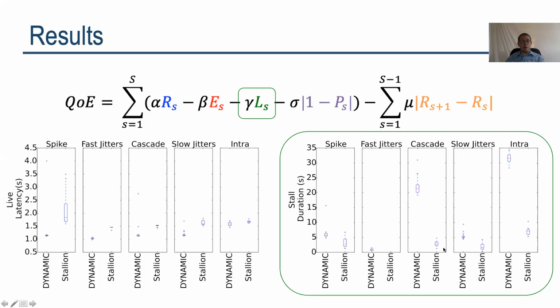Across all 5 networking profiles, the average stall duration of Stallion is 3.1 seconds, compared to an average stall duration of 13.3 seconds for Dynamic. This is a 4.3x improvement in average stall duration for Stallion.